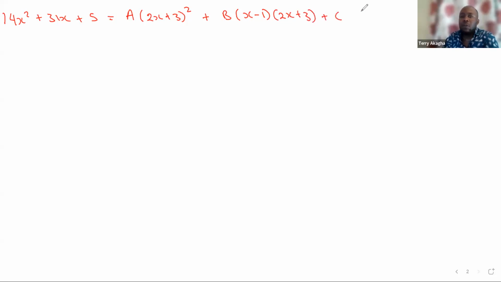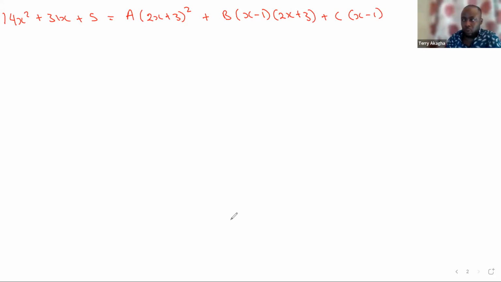So the expression was 14x squared plus 31x plus 5 equal to, let me check it again. Yes. So it was equal to a into bracket 2x plus 3 all squared plus b into bracket x minus 1, 2x plus 3, and plus c, that was x minus 1. As usual, in order to use the coefficient method, I need to expand all the brackets.